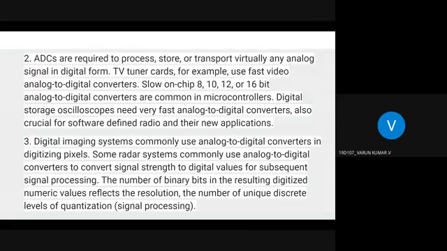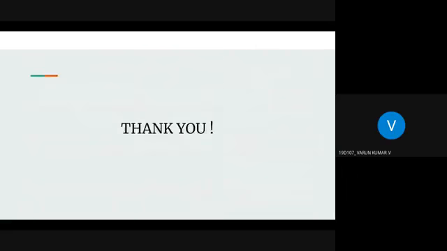Some radar systems commonly use analog to digital converters to convert the signal strength to digital values for subsequent signal processing. The number of binary bits in the resulting digitized numeric value reflects the resolution. The number of unique discrete levels of quantization is also known as signal processing.